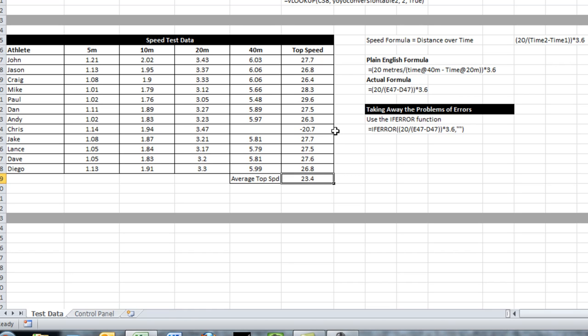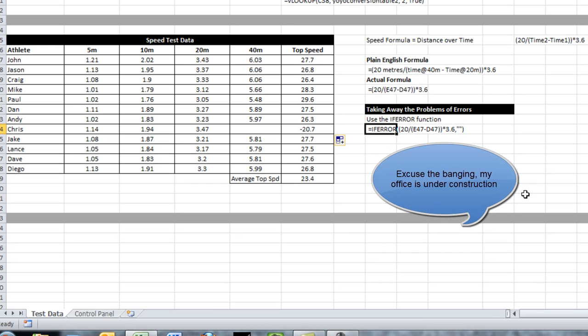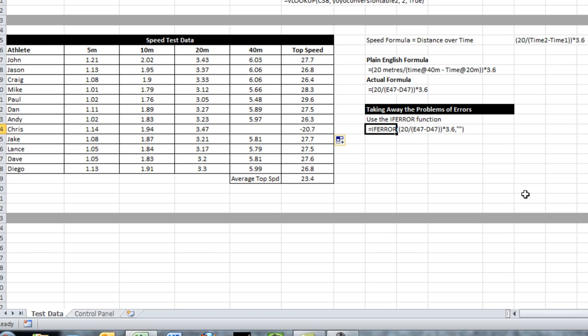What I've often found is just errors that pop up. So simplest way is just to delete it. But what I find a really useful way to deal with errors is if I put a function called IFERROR in front of formulas, it allows things to work a little bit better. So just to illustrate my point, I'm just going to take out the 20 meter time as well.